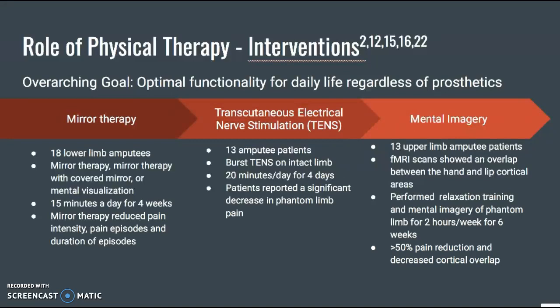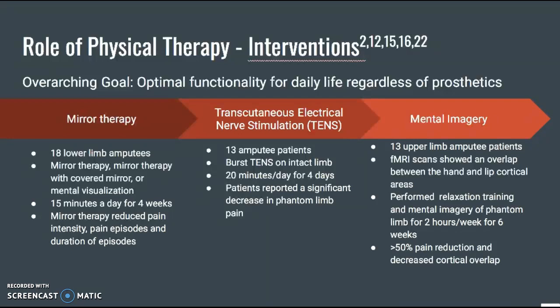In a study performed by Chan et al., 18 lower limb amputee patients were randomly assigned to receive one of 3 treatments. The 3 treatments were mirror therapy, using a covered mirror, or mental visualization. Patients performed their interventions once a day for 15 minutes under direct observation. Ultimately, mirror therapy was by far the most successful treatment in reducing patients' pain intensity, as well as pain episodes and their duration.